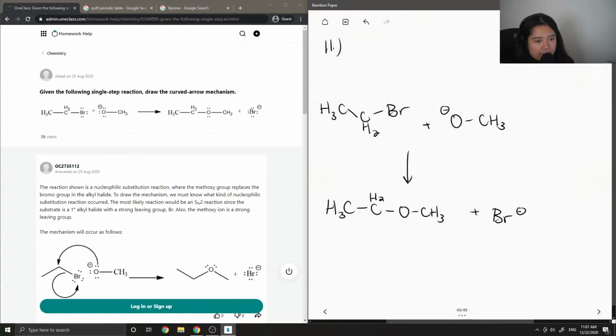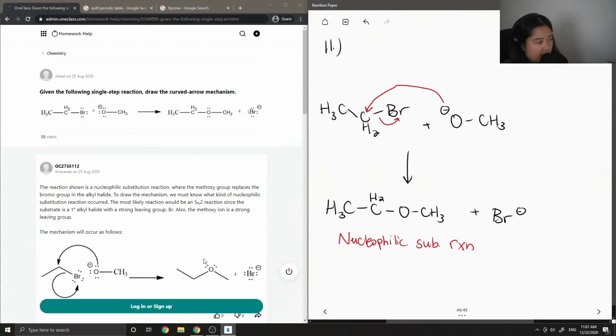So what happened was that this negatively charged oxygen came in and attacked the carbon containing the bromine, which kicks off the bromine so that it acts as a leaving group. So this is an example of a nucleophilic substitution reaction.